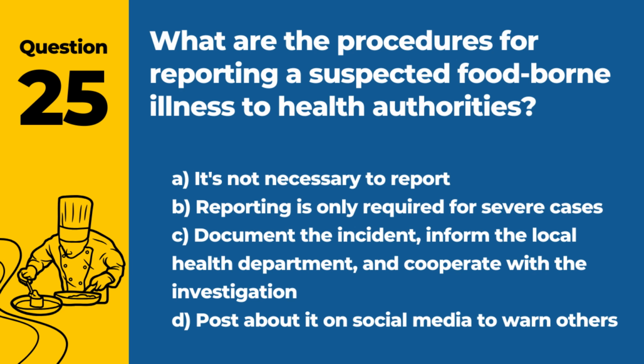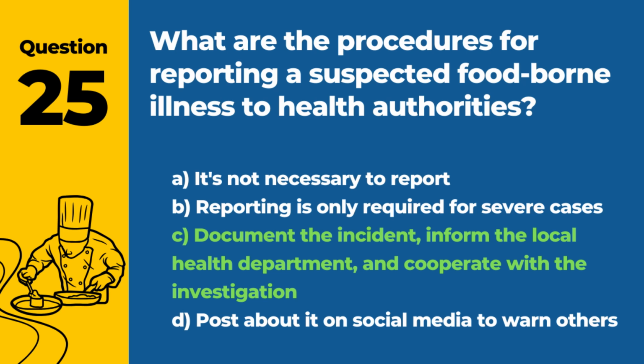Question 25. What are the procedures for reporting a suspected foodborne illness to health authorities? A. It's not necessary to report. B. Reporting is only required for severe cases. C. Document the incident, inform the local health department, and cooperate with the investigation. D. Post about it on social media to warn others.